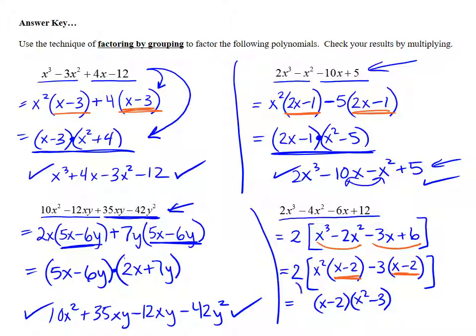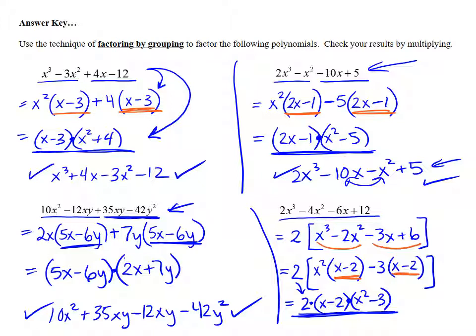Now the 2 still follows down, and technically at this stage I no longer need the brackets because everything is multiplied. 2 multiplies x minus 2, which multiplies x squared minus 3. So this will be our final product. A multiplication here, a multiplication here means that everything is a product.